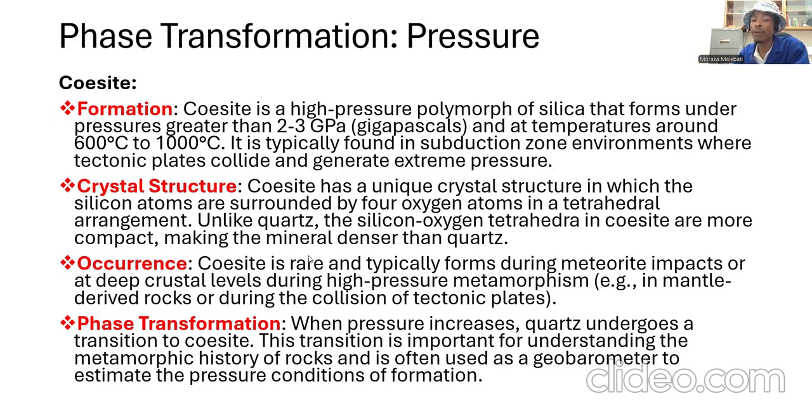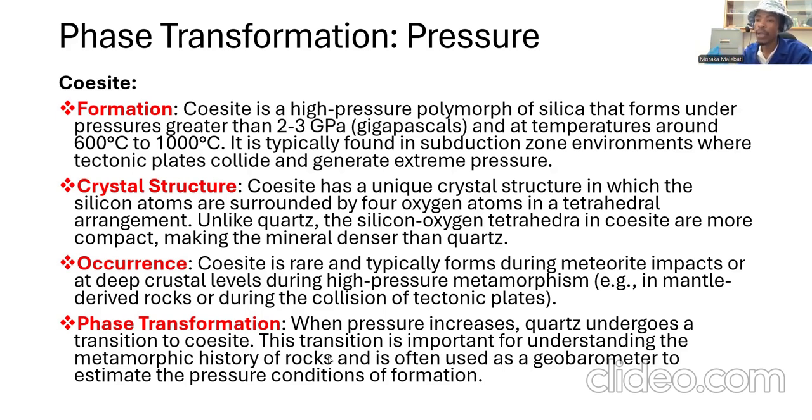Coesite is rare and typically forms during meteorite impacts or at deeper crustal levels during high pressure metamorphism, for example, in mantle derived rocks or during the collision of tectonic plates. Okay, so basically, when you increase the pressure, the quartz will undergo a transition into coesite. This transition is important for understanding the metamorphic history of rocks and is often used as a barometer to estimate the pressure conditions of formation. So when you increase the pressure, you force the quartz to become unstable, and then it will transform into what you call coesite.